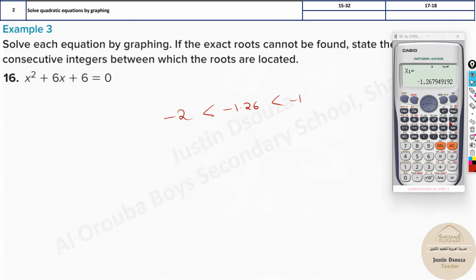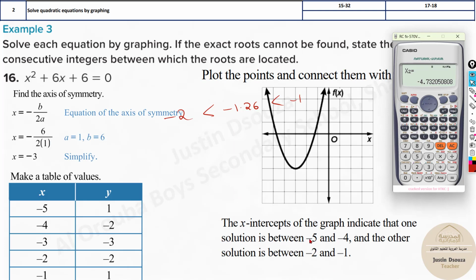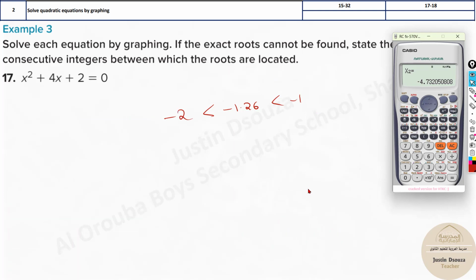This is what I meant, but when I was saying it, I fumbled. And the next one over here is negative 4.7. It'll be greater than negative 5 but less than negative 4. So the answer you can see is negative 5, negative 4 and negative 2 and negative 1. You can even do the graph and check it.